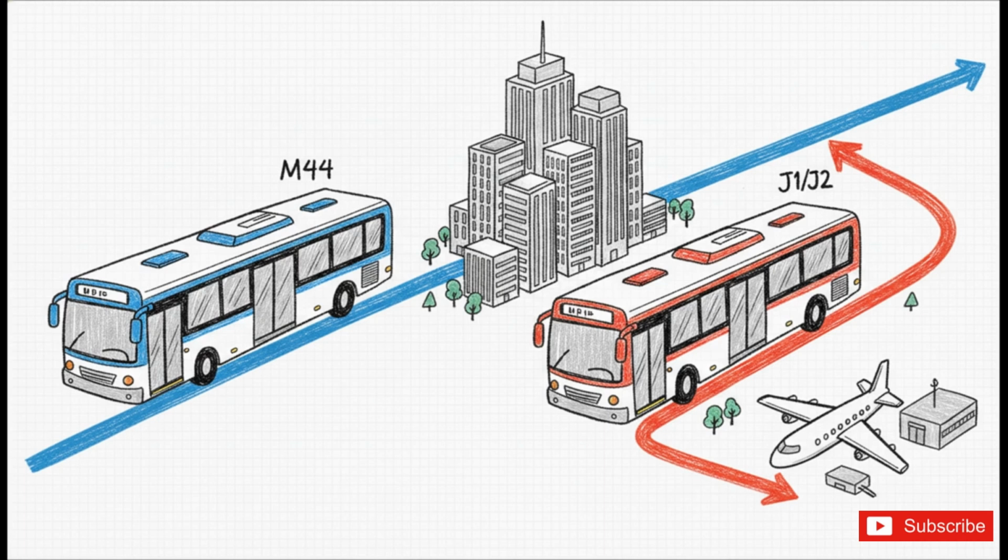Then we have the J1 and J2. These are the jet buses originating way out in the deep north and northeast in places like Elizabeth or Greenwith, cutting straight through the city and going directly to the airport. They connect the furthest reaches of the city completely flawlessly.